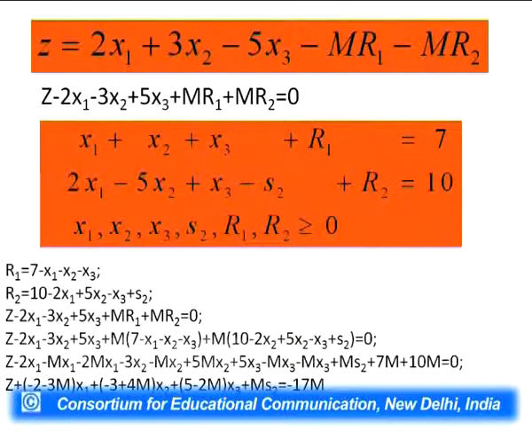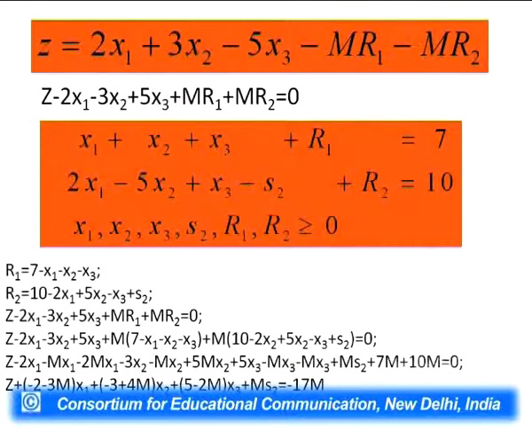Now, the objective function which says that z is equal to 2x1 plus 3x2 minus 5x3 minus Mr1 minus Mr2 can also be written as z minus 2x1 minus 3x2 plus 5x3 plus Mr1 plus Mr2 equal to 0. So, the first step is to convert the equation which gives us the objective function so that we have 0 on the right hand side. This is what we have done in the second equation, and it is very easy to understand how this can be done.